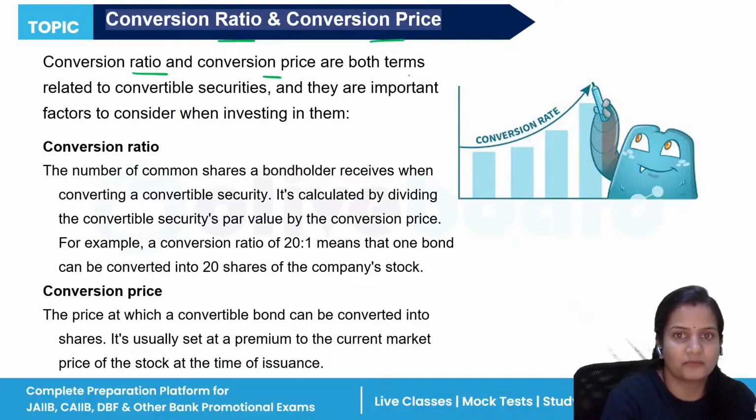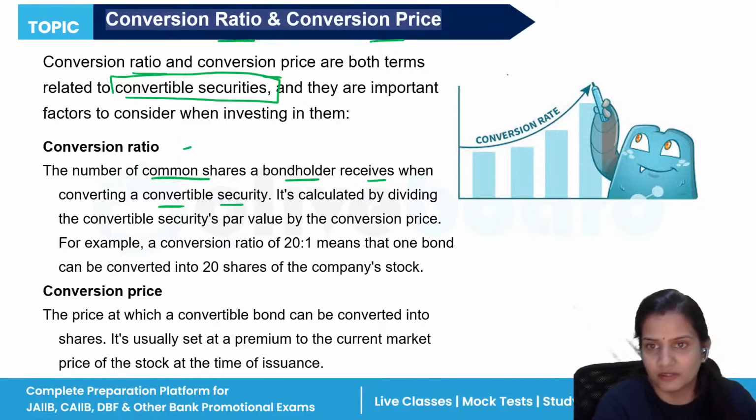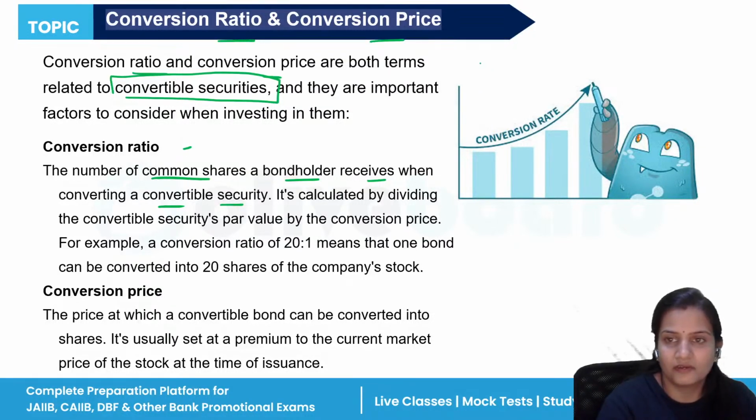So ratio and price are both terms that are related to convertible securities. What is conversion ratio? The number of common shares a bondholder receives when converting a convertible security. Means the number of shares you receive when you are converting on any value, that is conversion ratio. And what is conversion price? The price at which a convertible bond can be converted into shares, equity shares, preference shares.